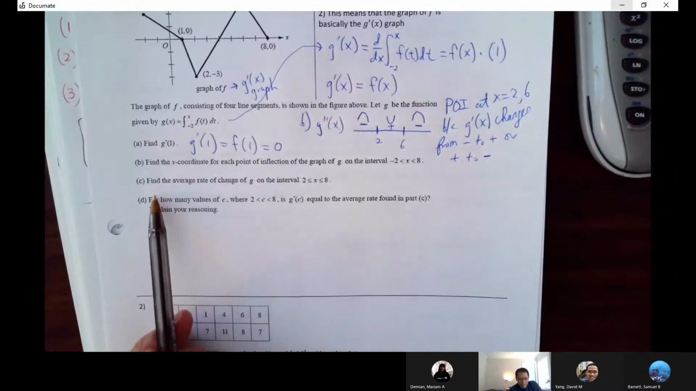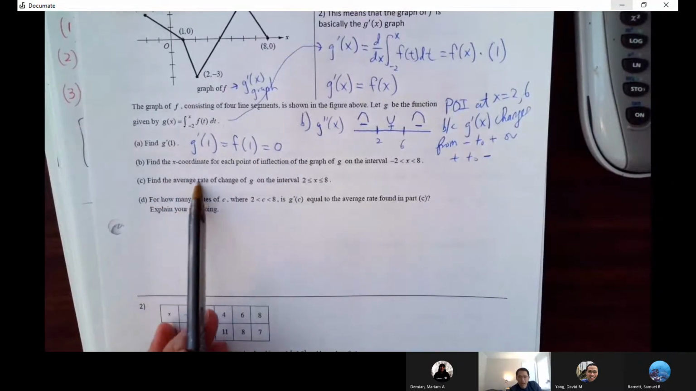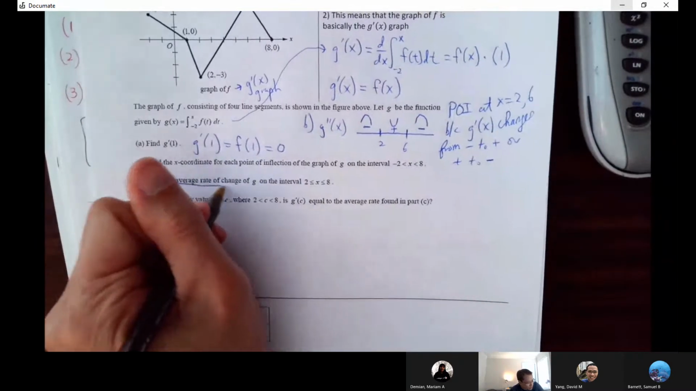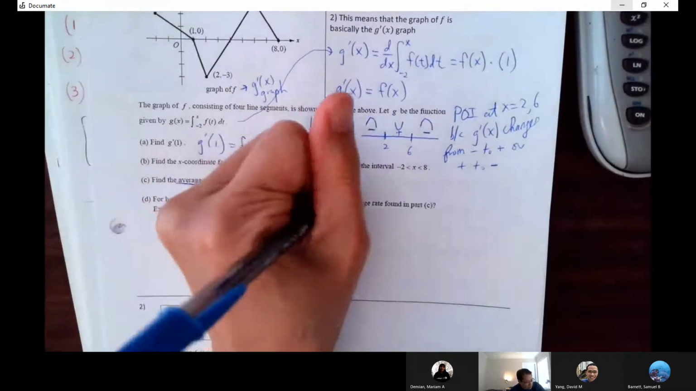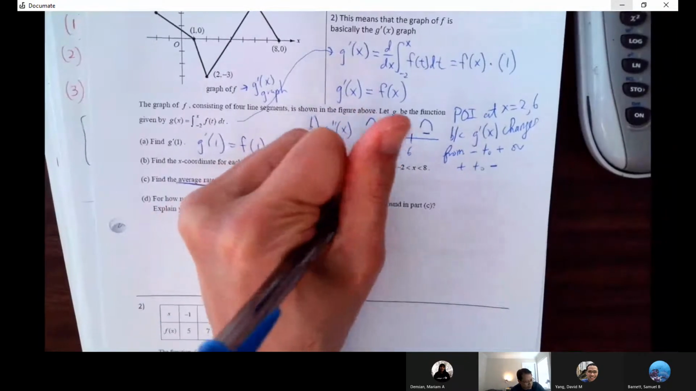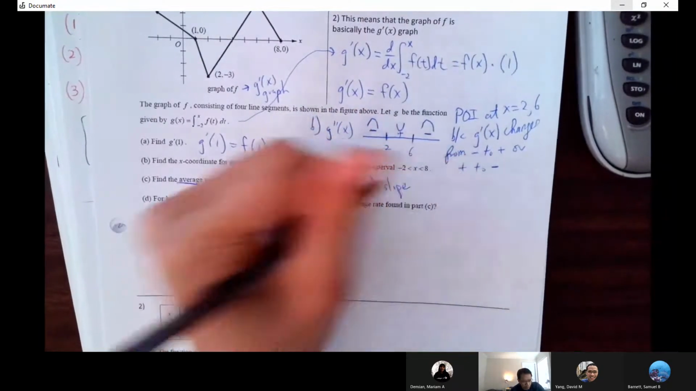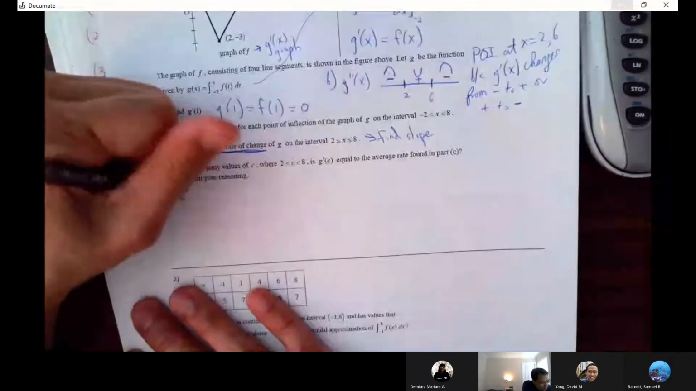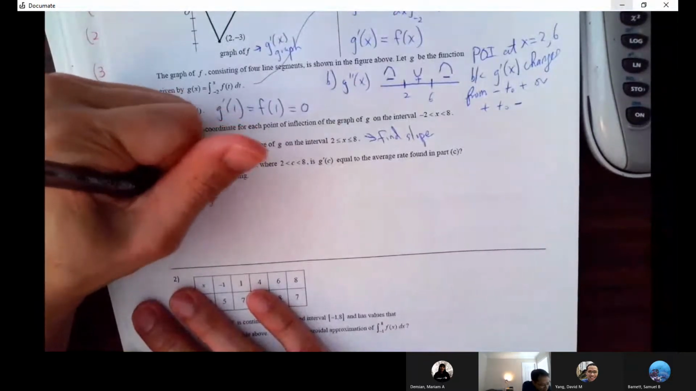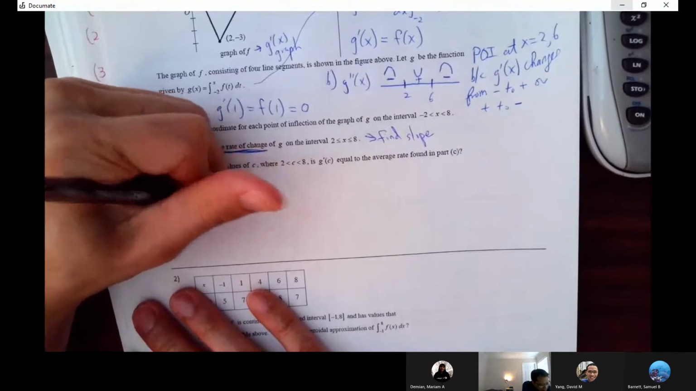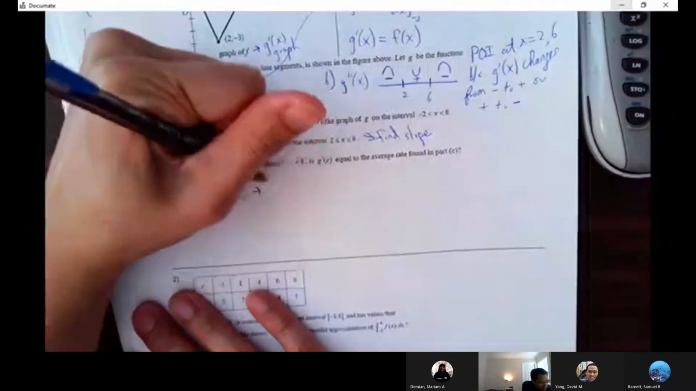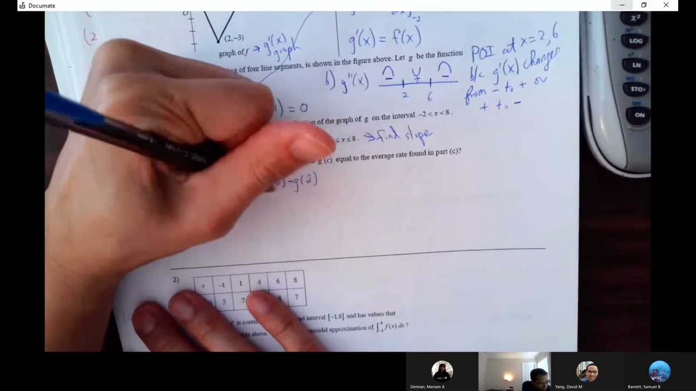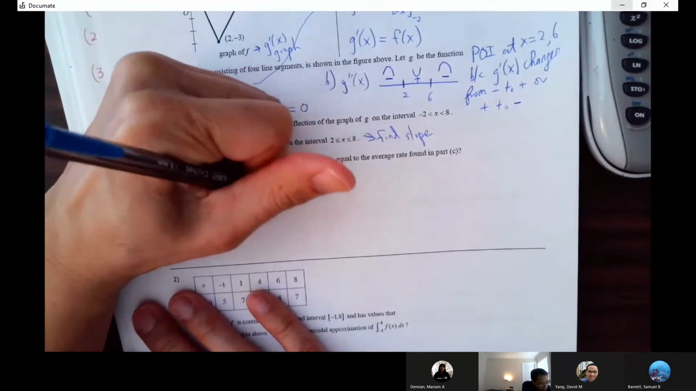All right, part C. Find the average rate of change of g. So whenever we see the words average rate of change, we think in terms of finding the slope. So part C, average rate of change: g of 8 minus g of 2 over 8 minus 2.